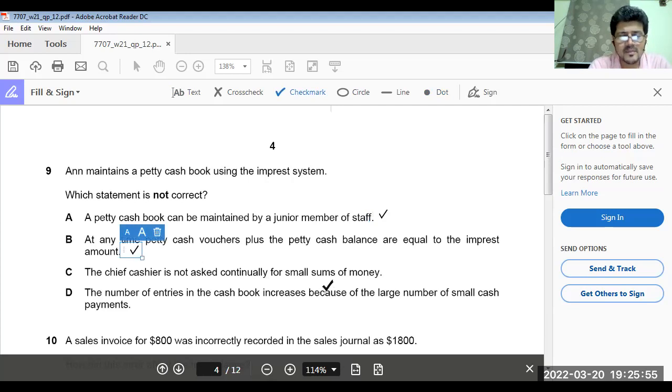Okay. The chief cashier is not asked continually for a small sum of money. Yes, we don't bother the chief accountant or chief cashier for small amounts. The number of entries in the cash book increases because of a large number of small cash payments. No. Due to the petty cash book, a large number of small cash payments are avoided in the cash book. So this is wrong, this is incorrect. So this is the answer.